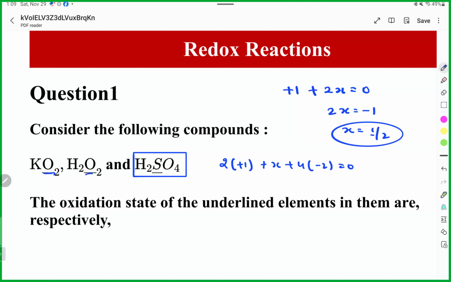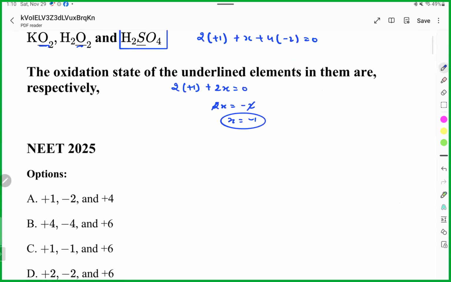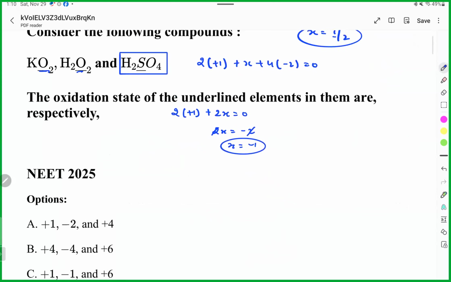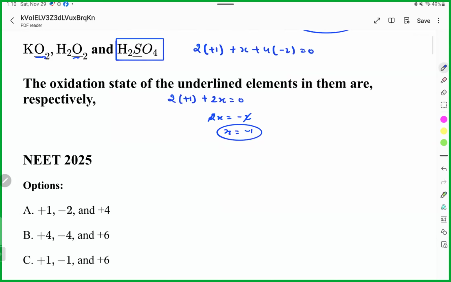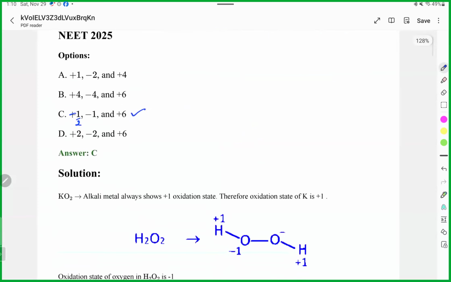In H2O2, what is the oxygen? 2 hydrogen, 2 oxygen, 2x equals 0. 2x will be equal to -2, the 2s cancel, and the x value will be -1. Okay. So what will be KO2? Oxygen will be -1/2. Correct. What will be the oxidation number in the second? -1, third +6. Actually, it should be -1/2. There is some mistake, I guess. It will be -1/2.